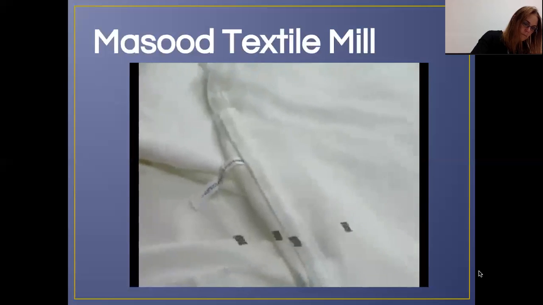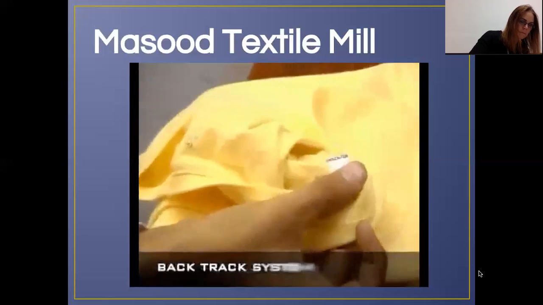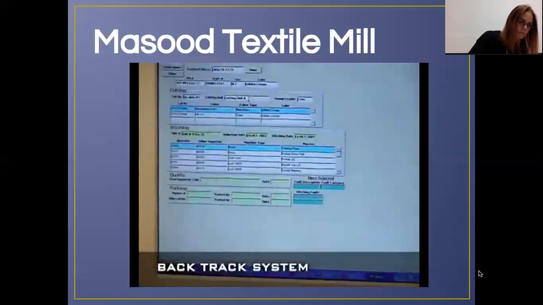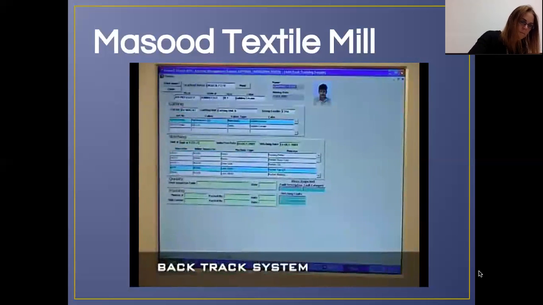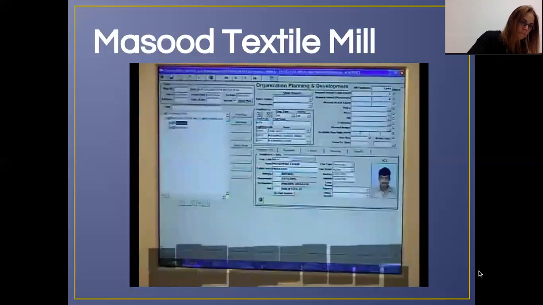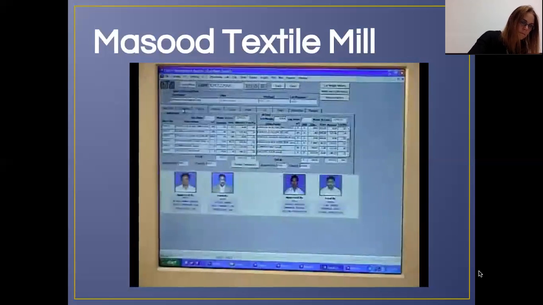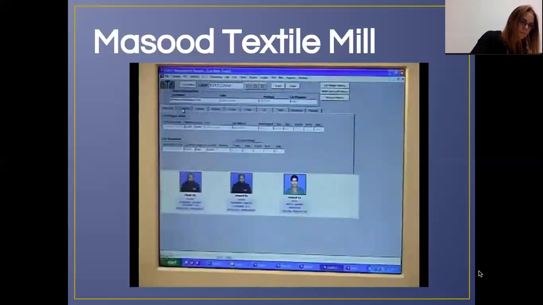Online backtrack system is one of its kind. Each garment carries a unique ID by which every single garment can be tracked back from cotton crop till packing. It also identifies the people responsible for a certain fault to prevent recurrence.